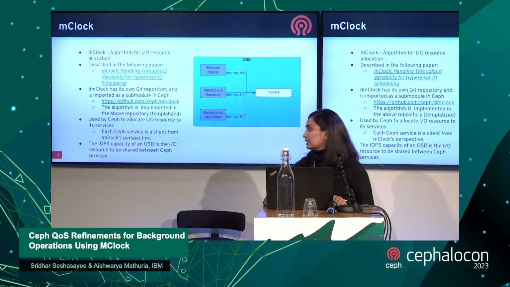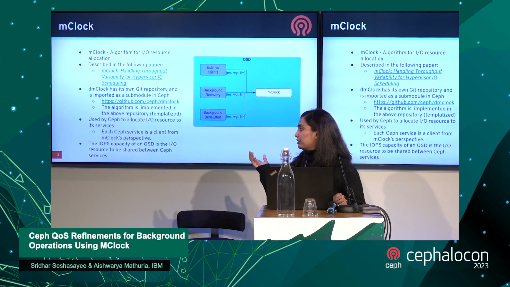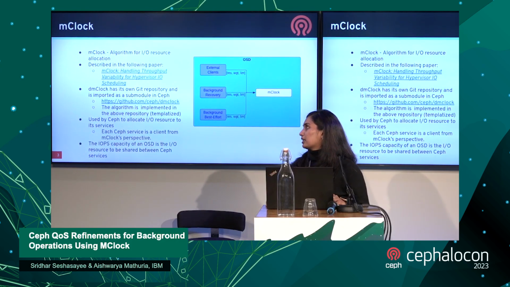So we use MClock in Ceph to allocate I/O resource to its services. From MClock's perspective, each Ceph service is a client. Like you can see in that diagram over there, one service is for external clients, one is for background recovery, and the third is for background best effort. This includes all the other background operations such as scrubbing, PG deletion, and snap trimming. The IOPS capacity of an OSD is the IO resource that is shared between the Ceph services.